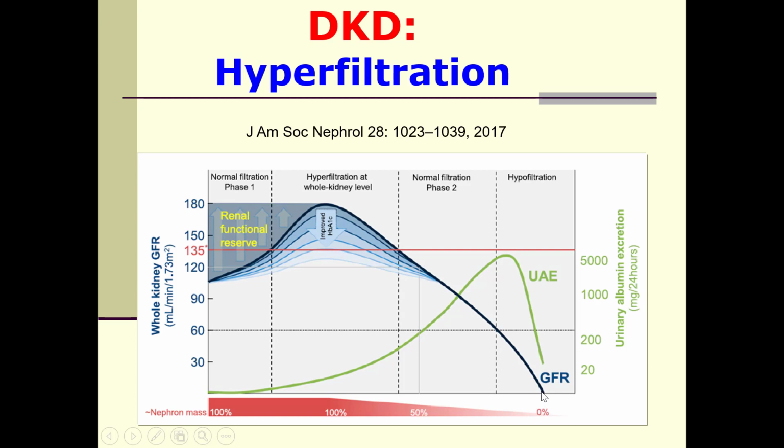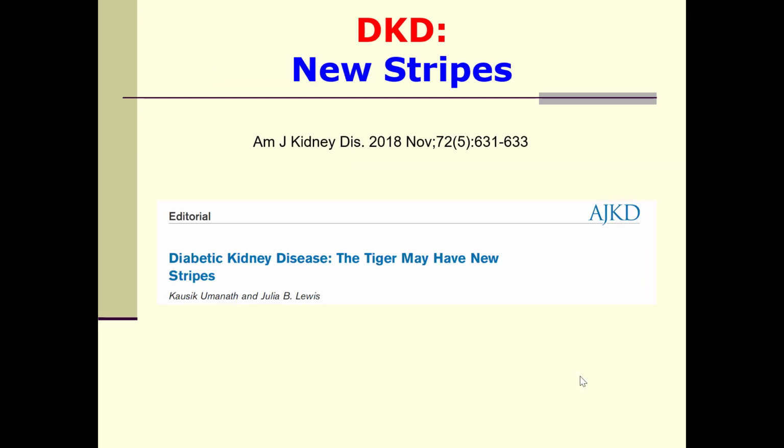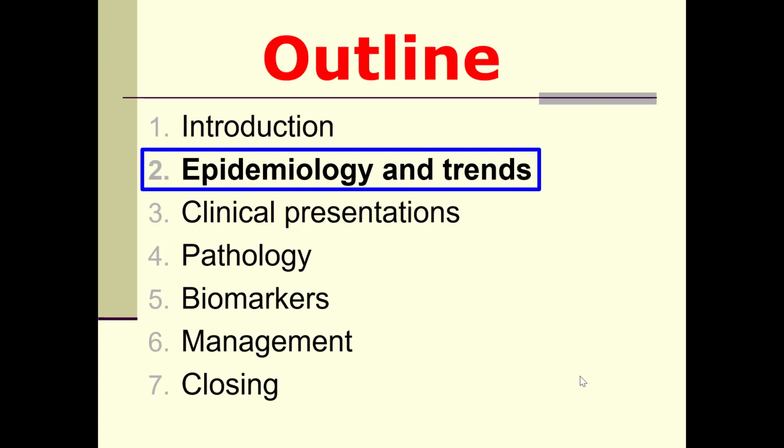So this is the natural history of diabetic nephropathy in type 1 diabetes: normal filtration, hyperfiltration, normal filtration in phase 2, then hyperfiltration with the presence of chronic kidney disease, and then advanced end-stage kidney disease. So the tiger may have new stripes, and diabetic kidney disease has many phases of pictures.